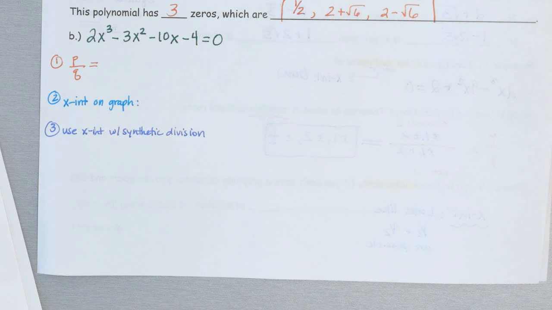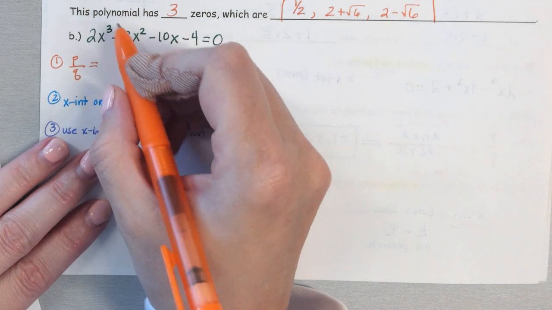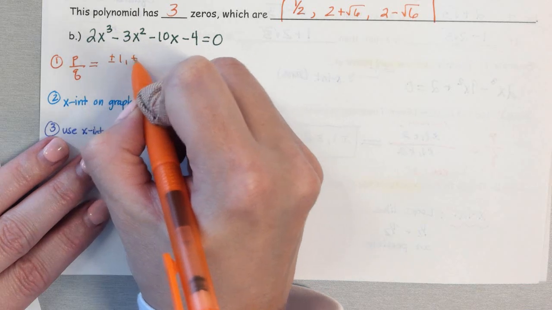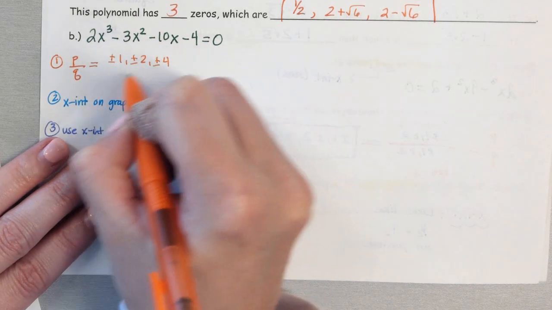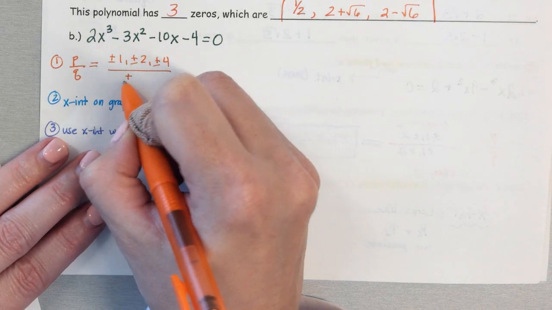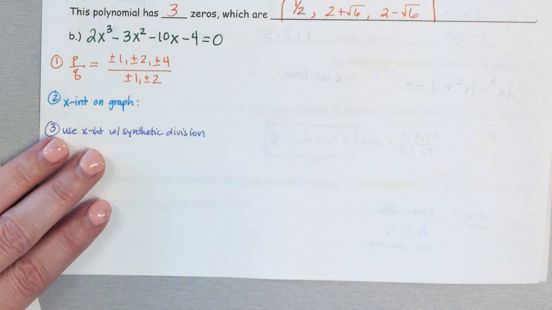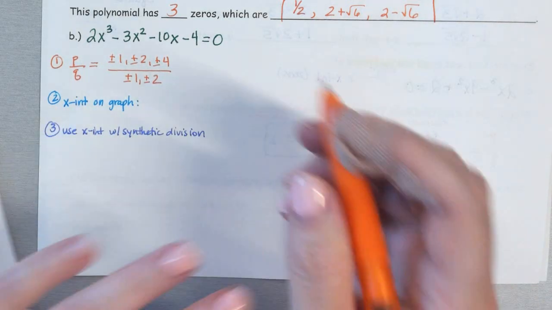Let's see how the P over Q went. So for the top number, we have the factors of 4. So you should have 1, 2, and 4. And then the factors of 2 are 1 and 2, so we're going to divide those.